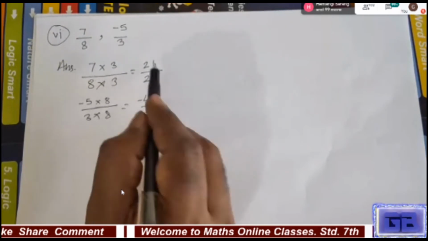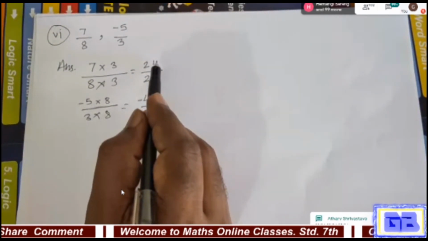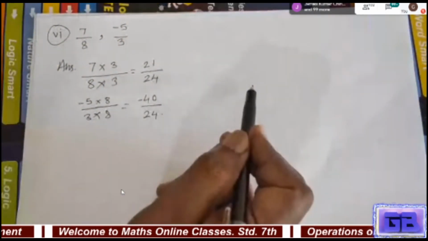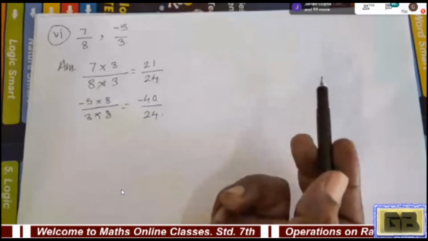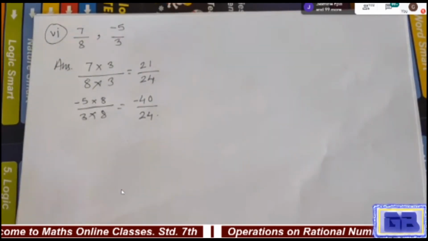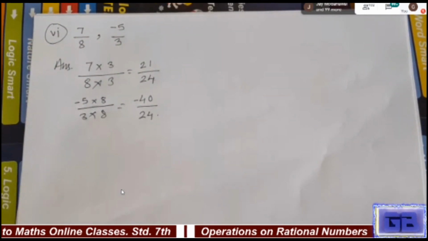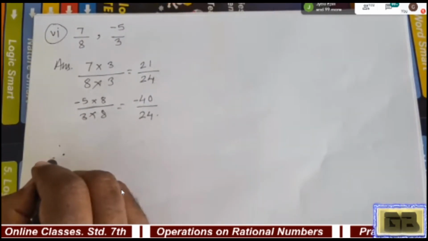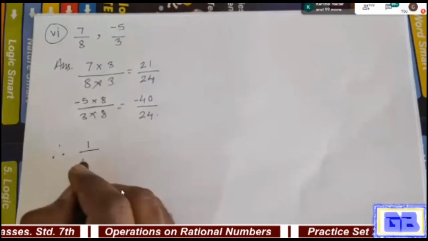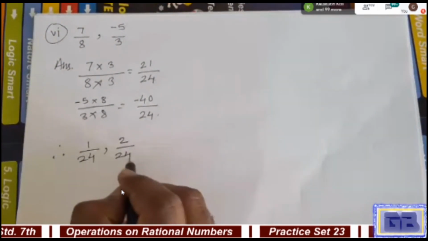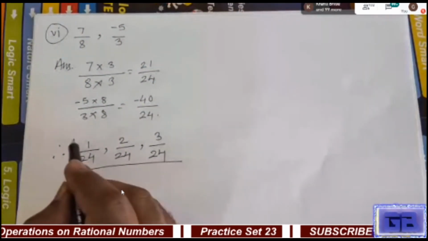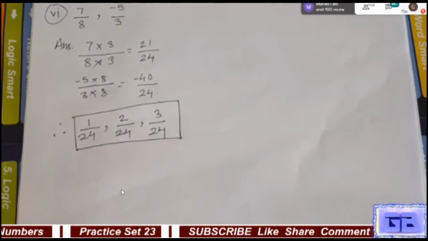Now we got equal denominators. Here negative 40 is there and here positive 21 is there. It means around 40 integers on this negative side, and 20 integers on the positive side. Around 60 integers you have. So you can select any three and write the answer here. Therefore I will select all positive. I will write here 1 upon 24, 2 upon 24, 3 upon 24, and draw a box. Yes, many different answers may come.